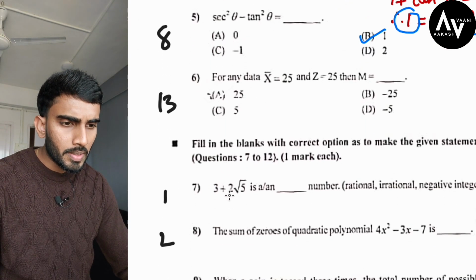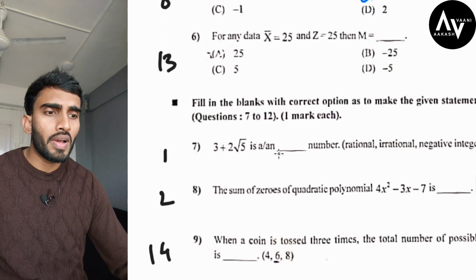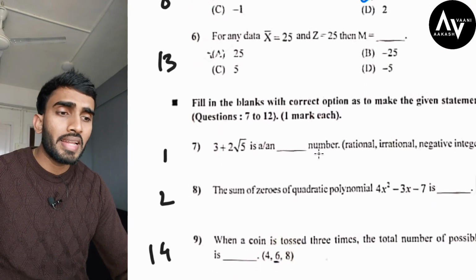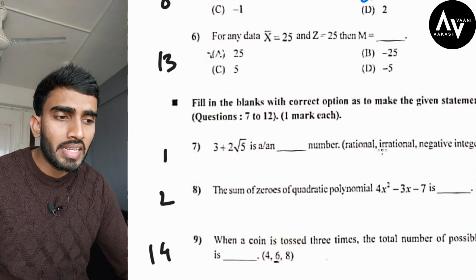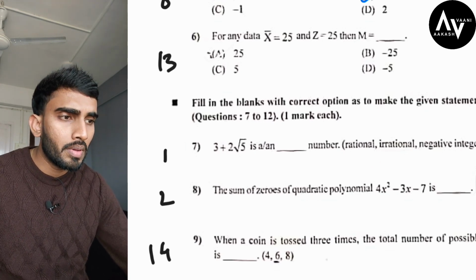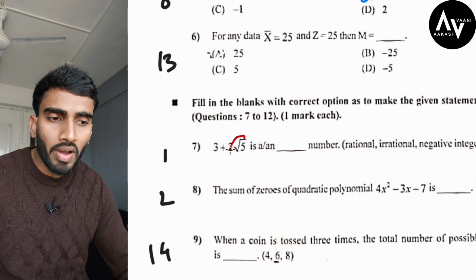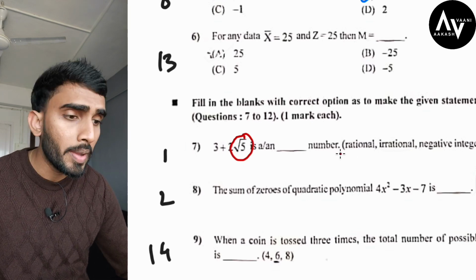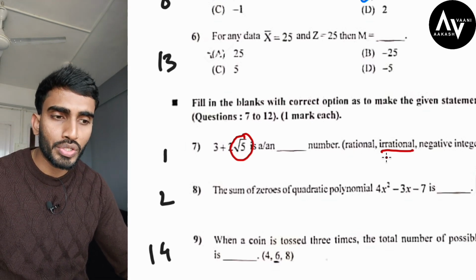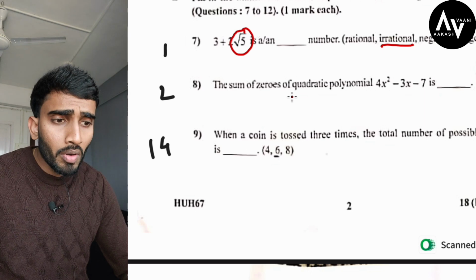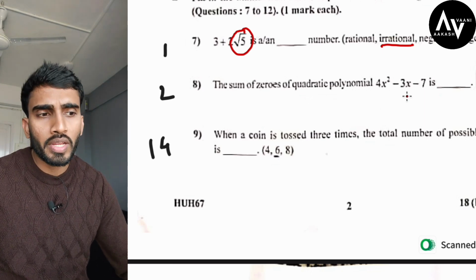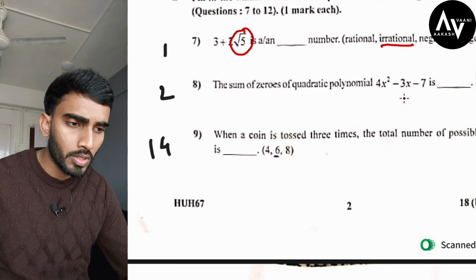Next question says 3 plus 2 root 5 is a or an dash number. It is an irrational number because this root 5, and 5 is not a perfect square, so it is an irrational number.